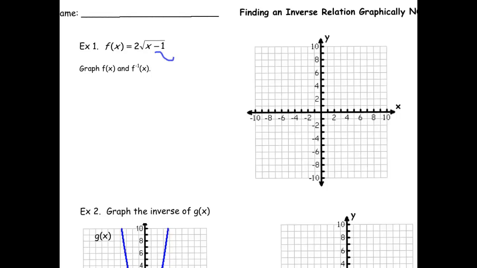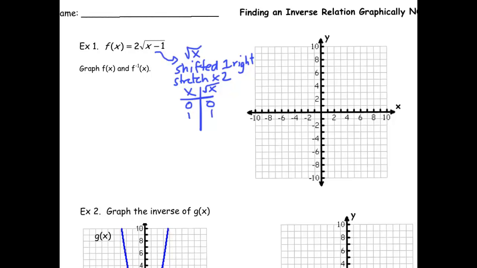I'm going to notice that this is the graph of the square root of x, and then it's shifted 1 right, and it has a vertical stretch by a factor of 2. So here's my square root of x table: 0, 0, 1, 1, 4, 2.